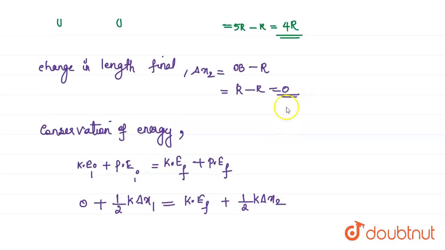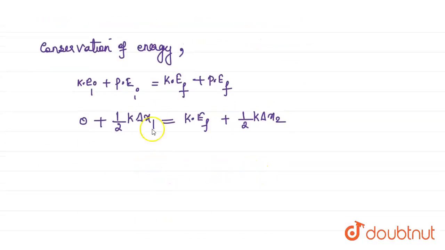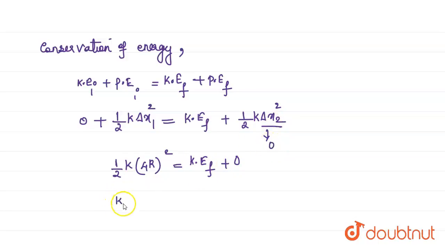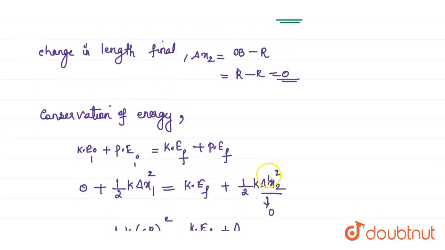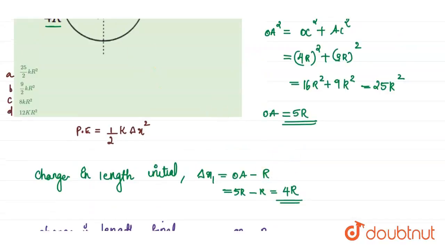Here delta x2 is 0 and delta x1 is 4r. Now we substitute the values: half K times 4r square equals the final kinetic energy plus 0, since delta x2 is equal to 0. So the final kinetic energy is half K times 16r square, which is 8K r square. So this is the final kinetic energy, 8K r square, and option C is the correct answer.